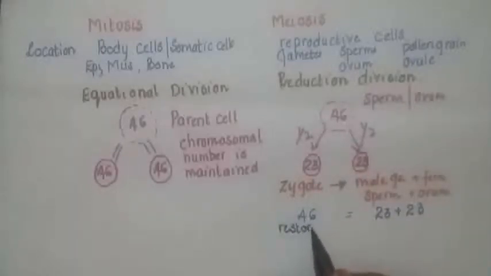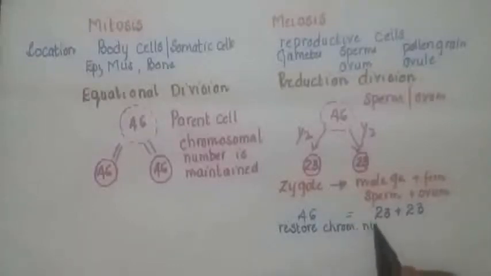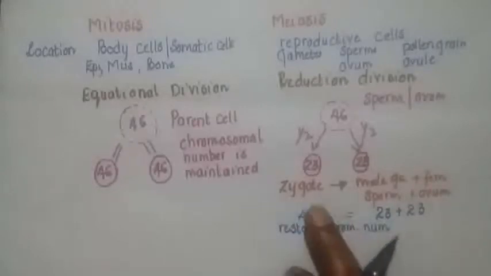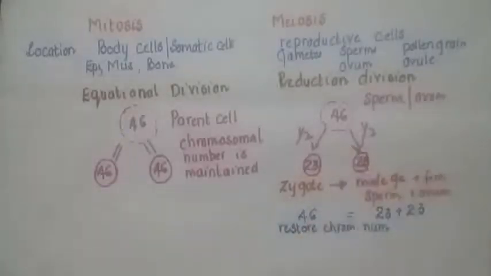So the original chromosomal number is restored in the formation of the zygote. So the original number in that particular species will be restored. Fine. So it can be any organism.